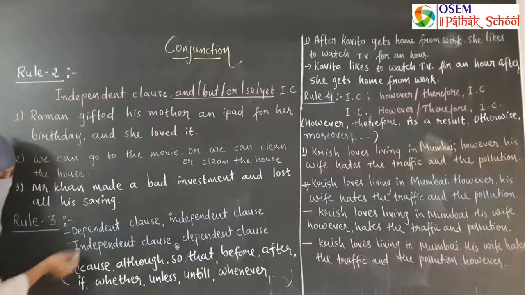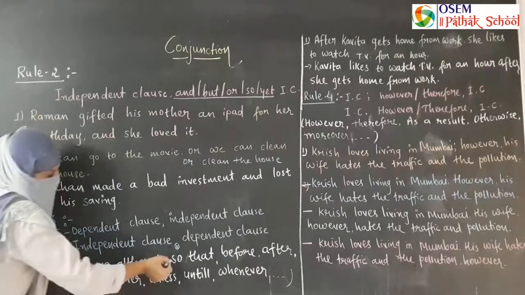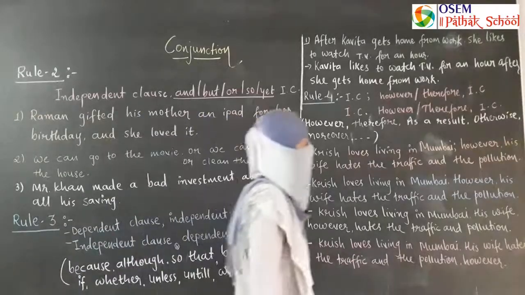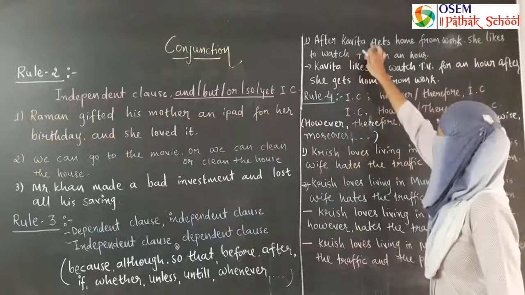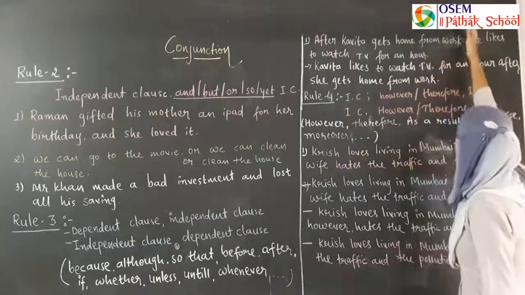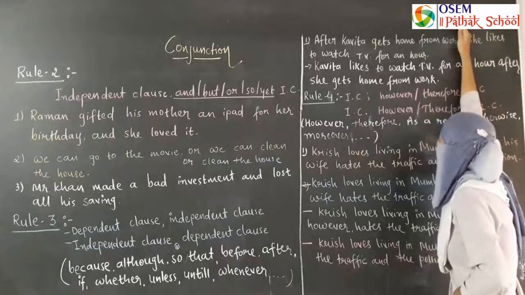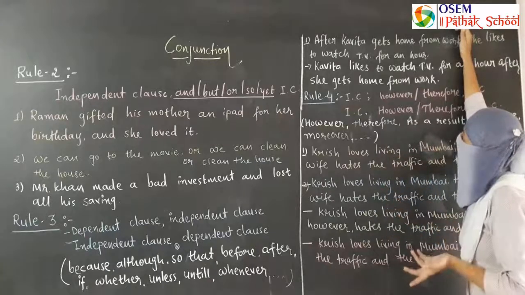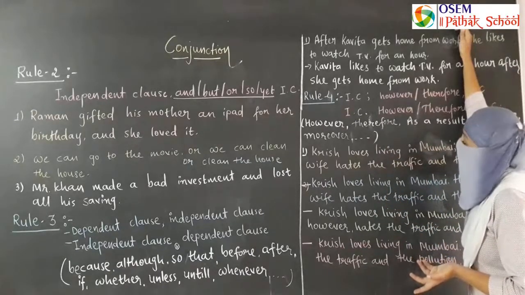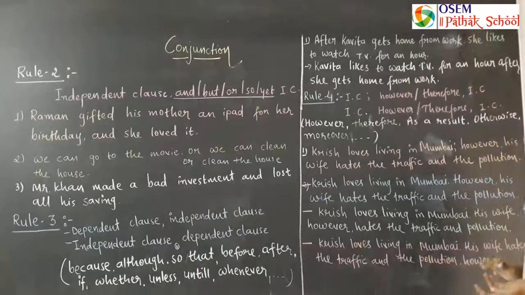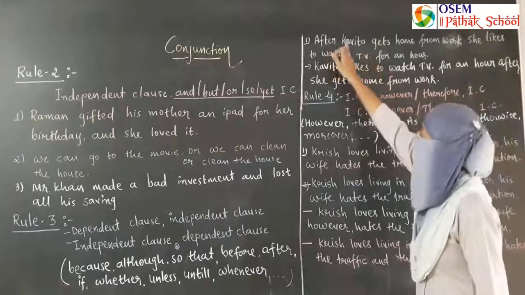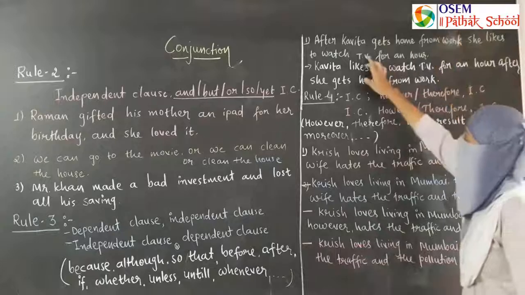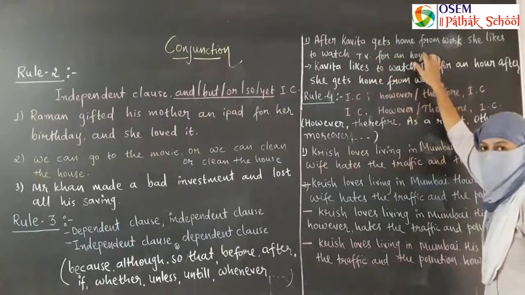Which conjunction do you use for rule number 3? Because, although, so that, before, after, if, whether, unless, until and whenever. Let's see: After Kavita gets home from work. If I say after Kavita gets home from work, you will ask the question, what after? So it is a dependent clause. After indicates a dependent clause. What after? After, she likes to watch TV for an hour.